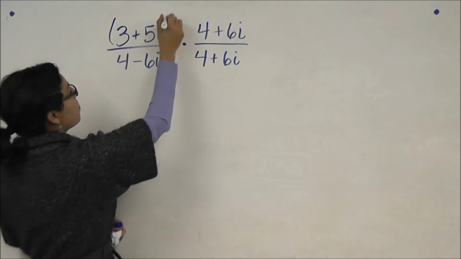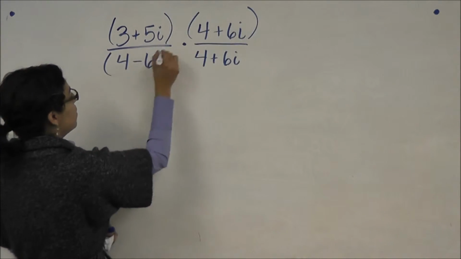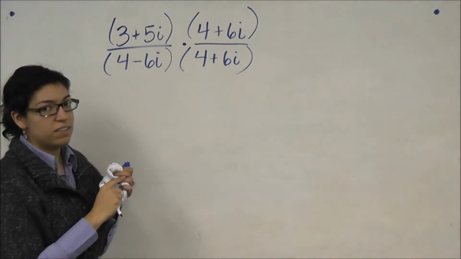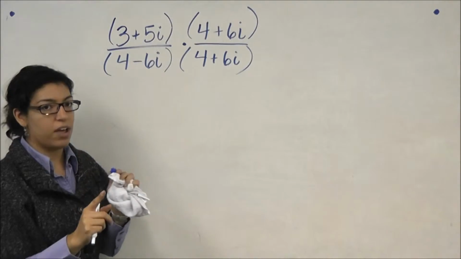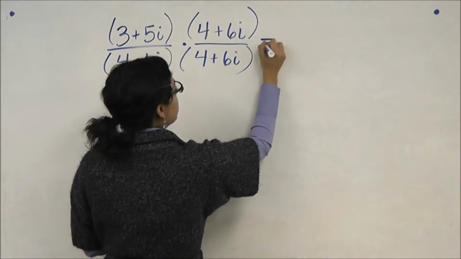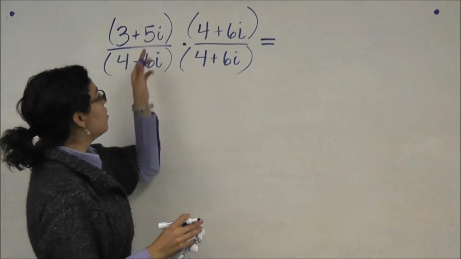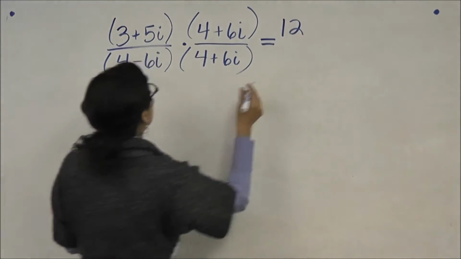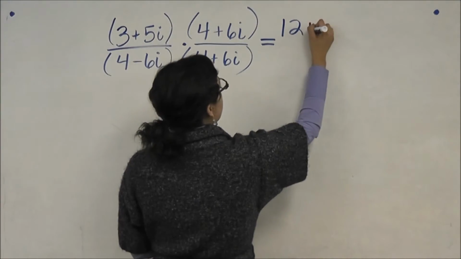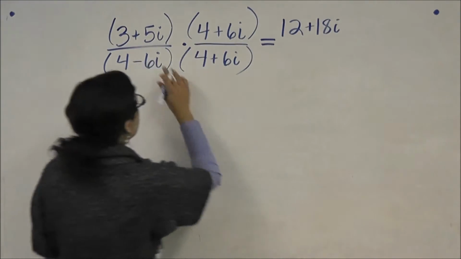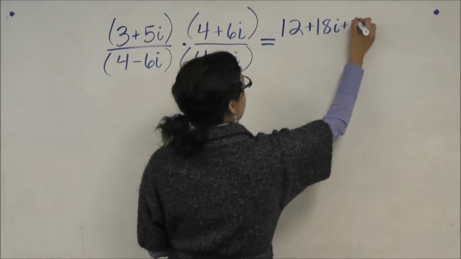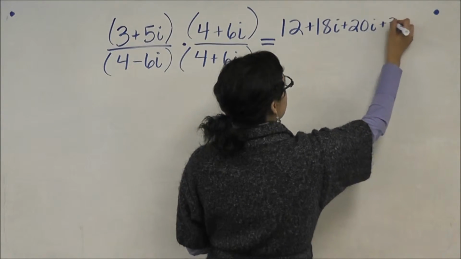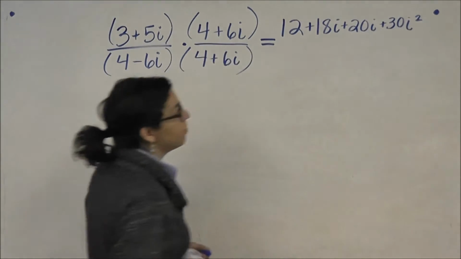All right, so multiplying two fractions, we're going to multiply the two numerators and then multiply the two denominators. And this is like two sets of FOIL going on at once. So I'm going to move over here. We're going to FOIL the two numerators. 3 times 4 gives me 12. 3 times 6i gives me 18i. 5i times 4 gives me 20i. And 5i times 6i gives me positive 30i squared.